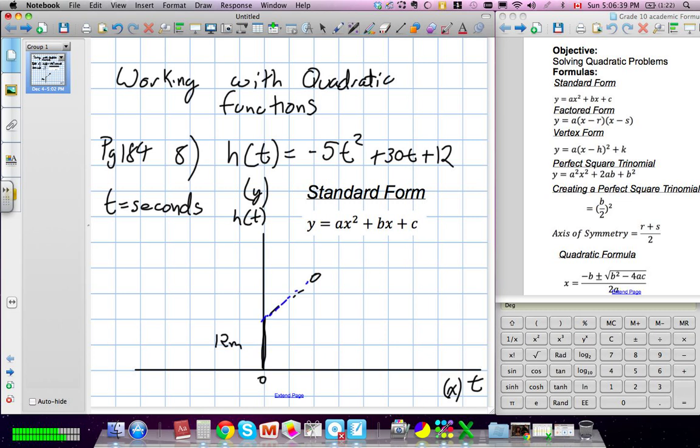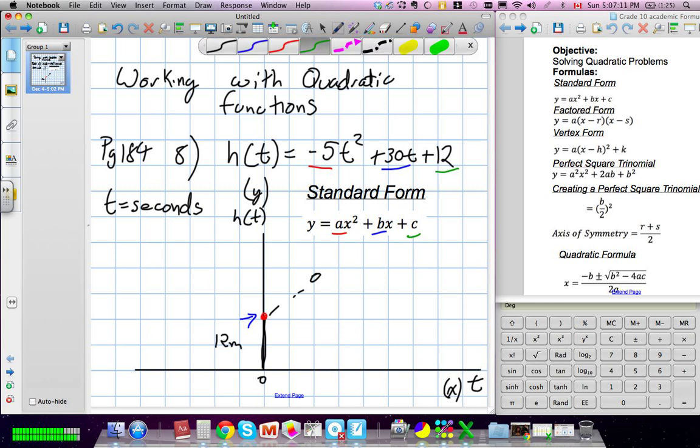And if you notice, in standard form, this is our a value, our b, and our c. Notice anything interesting about our c value and the y-intercept? That's right. So in standard form, your c value is always your y-intercept. So we know that our y-intercept is going to be at 12, and it's going to be some function. It goes like this, and it's going to eventually come down and hit the ground.